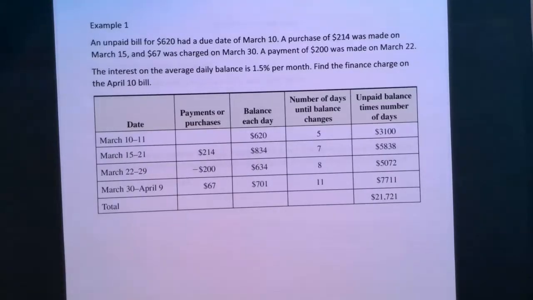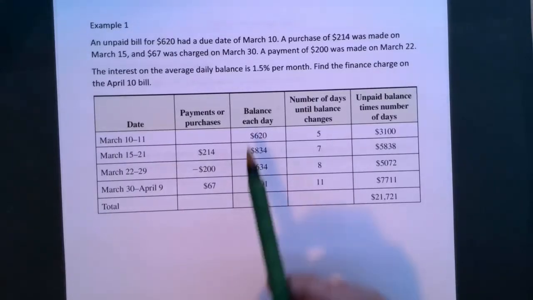If we have an unpaid bill of $620 with a due date of March 10th, a purchase of $214 made on March 15th, $67 charged on March 30th, and a payment of $200 made on March 22nd. The interest on the average daily balance is 1.5% per month. That's very, very low on a credit card. It's very rare. Usually they're 15 to 20%. Find the finance charge on the April 10th bill.